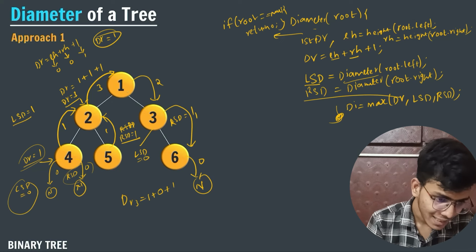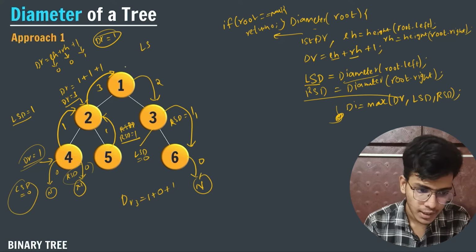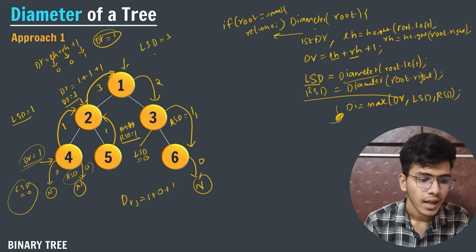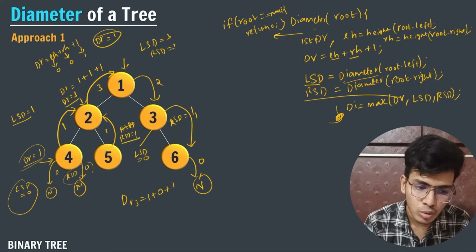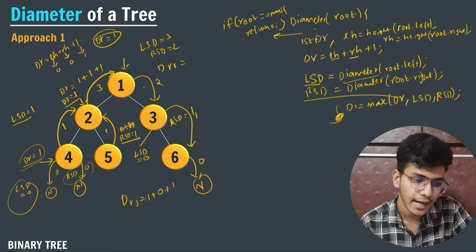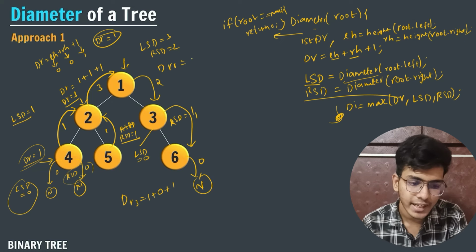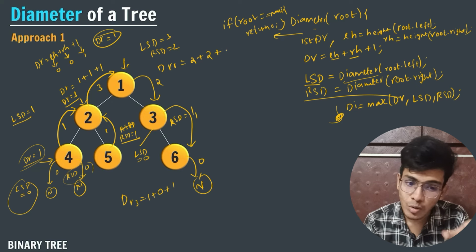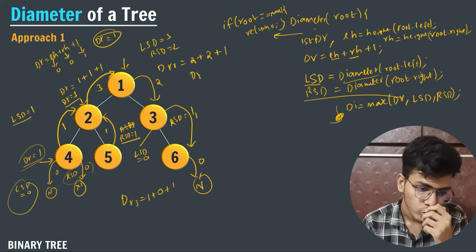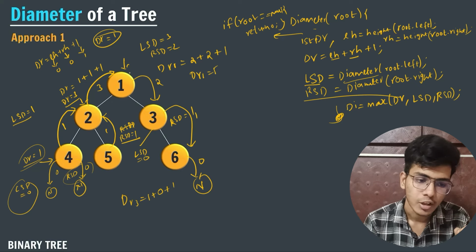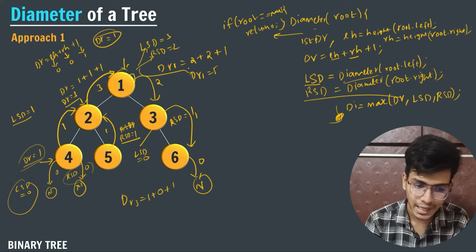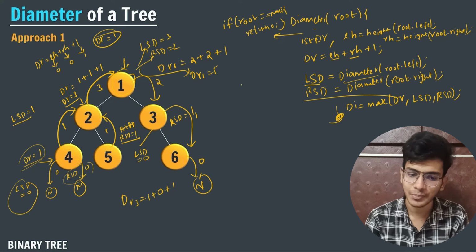Now for this root 1, the left subtree diameter is 3, and the right subtree diameter is 2, and the DR for root 1 is left height plus right height plus 1. Left height is 2, and the right height is also 2, and the root itself is 1. So DR for root 1 will become 5. So for this particular node, LSD is 3, RSD is 2, and DR is 5. So which one is maximum?